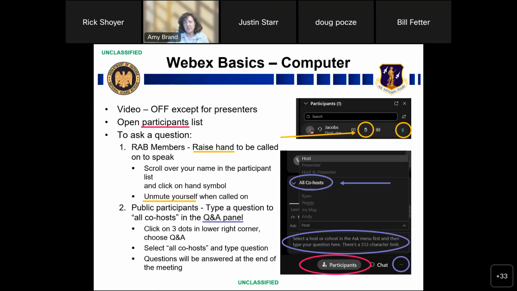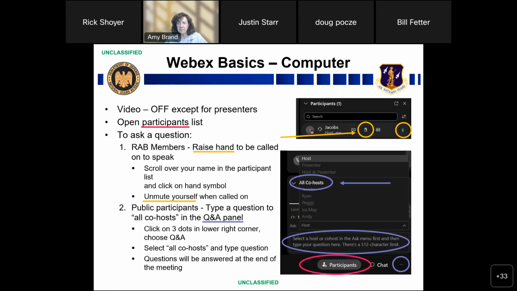To ask questions in the RAB meeting, the way we run this is that RAB members, at the end of each presentation, can raise their hand to be called on to speak. The way you raise your hand is by running your mouse over your name, and then a little hand will appear, shown there in yellow. You can click on that, and I will see who has their hands raised. When I call your name, you can unmute yourself. So that's for RAB members.